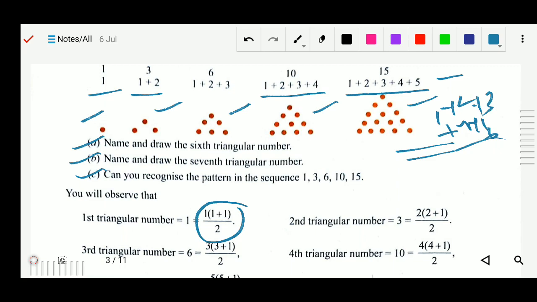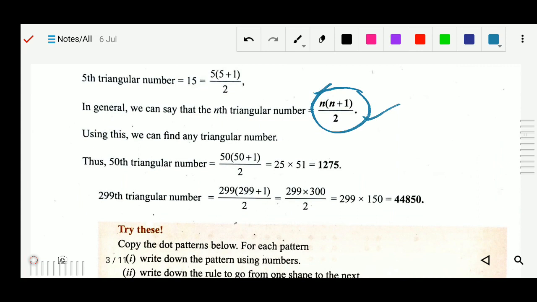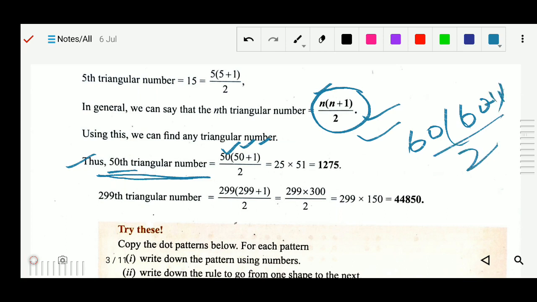In the compact form, we can write it like this, the formula we have generated. If you multiply the n term with the term increased by 1, that is n into n plus 1 by 2, we can find any number of terms. So if we have to find the 50th triangular number, we simply write 50 into 50 plus 1 divided by 2. If we have to find the 60th, we write 60 into 60 plus 1 divided by 2, and we will solve it. Like 299, likewise 299 multiplied by the bracket 299 plus 1, and we will solve it. So likewise we can find the pattern.